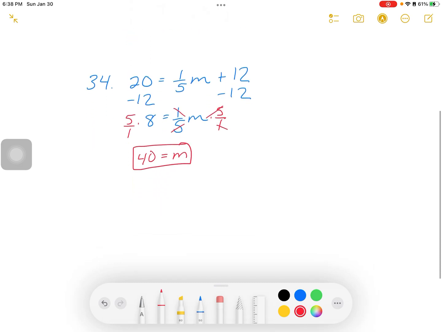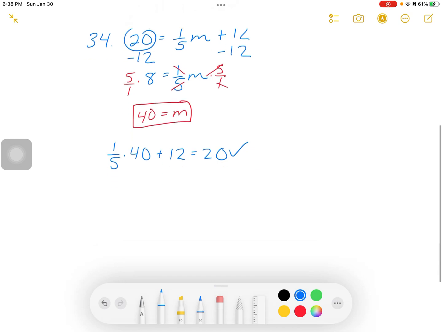To check it in my calculator, I would find out 1/5 times 40, which is 8. And then if I do 8 plus 12, I get 20, and so I know my answer is correct because it matches the answer up here.